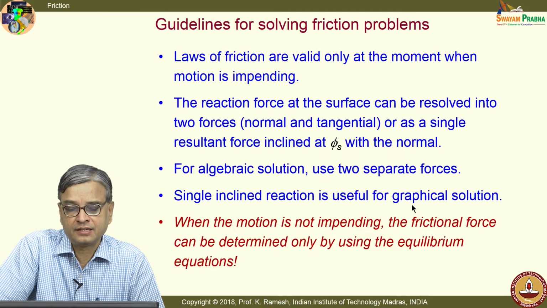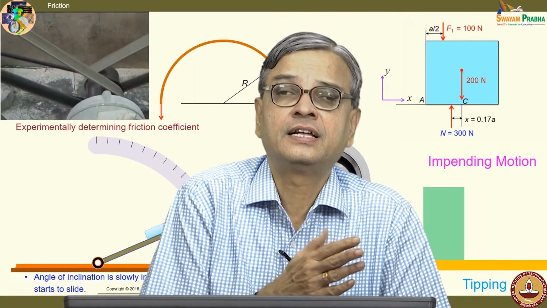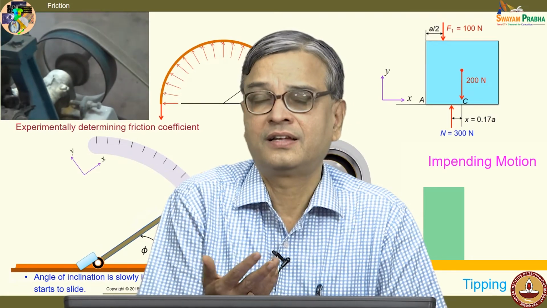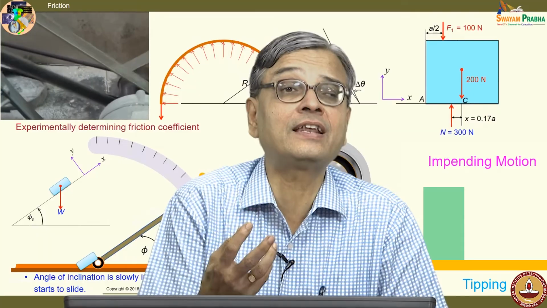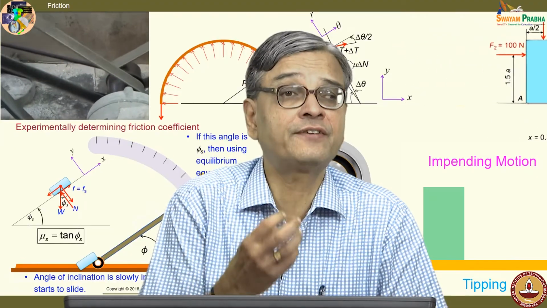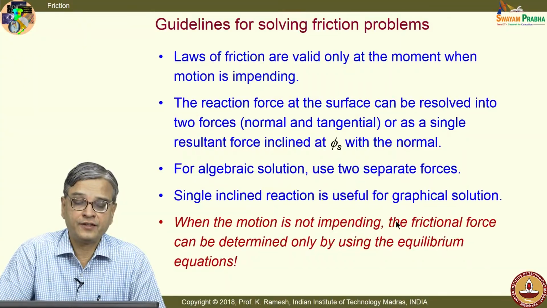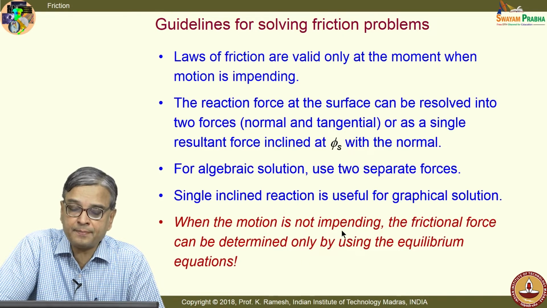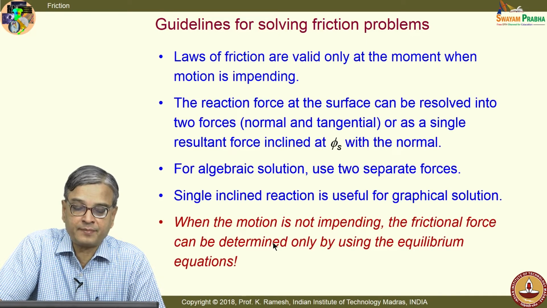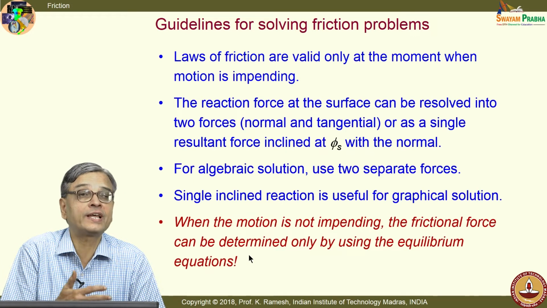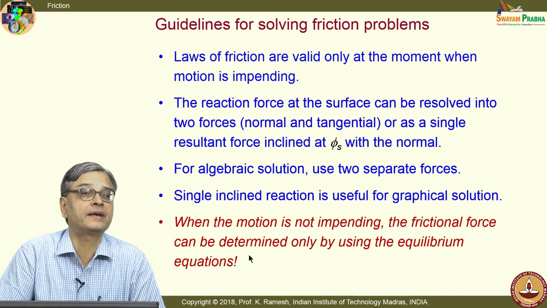On the other hand, if you use a graphical solution, see, in the early part of the development of engineering, they did not have calculators, they had only slide rules, and they depended more and more on graphical solution. Graphical solution is very important from the visualization point of view, and engineers have used it earlier. If you use a graphical solution, a single inclined reaction is useful, and it is cautioned that when the motion is not impending, the frictional force can be determined only by using the equilibrium equations. You cannot replace it with mu times N unless the motion is impending.